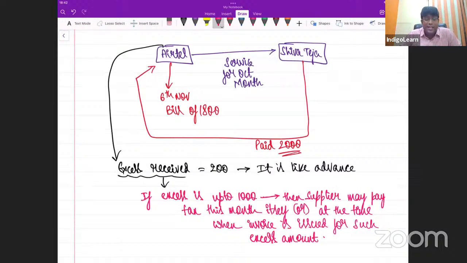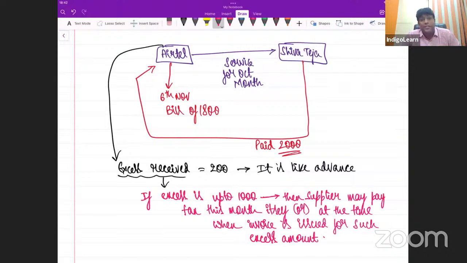But what they told is that one small benefit they gave, stating that if the excess you got is not more than 1000 rupees, I repeat, if that excess is not more than 1000 rupees, then the supplier can pay tax now, or you can pay tax at the time when the invoice is given for such excess amount. That is next month, he is getting some benefit. So this story will come into picture only when the excess amount is up to 1,000.